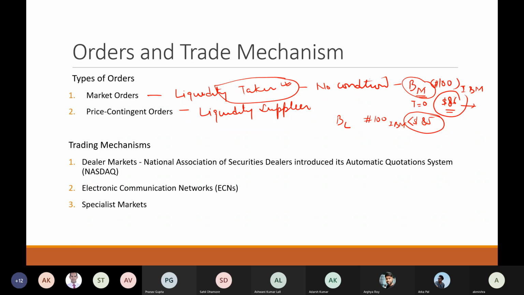Even if you look at your SEC, Securities and Exchange Commission.